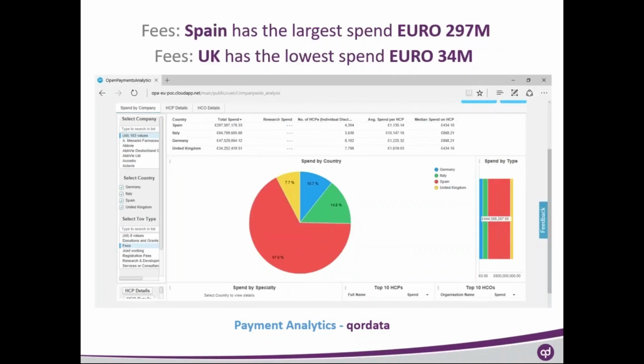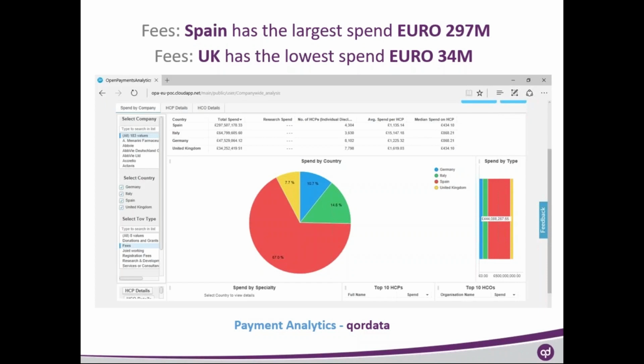Then next thing I looked at was fee paid to the physicians. And at this point, Spain came out on top, and not just by a small amount, but really by a large margin. They almost represent 75% of total fee paid to physicians in Spain at 297 million. UK in this case was the lowest at 34 million.